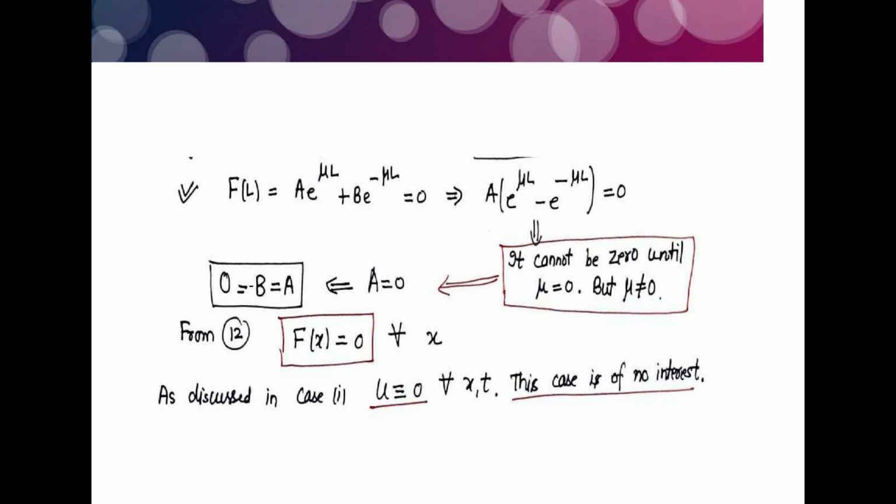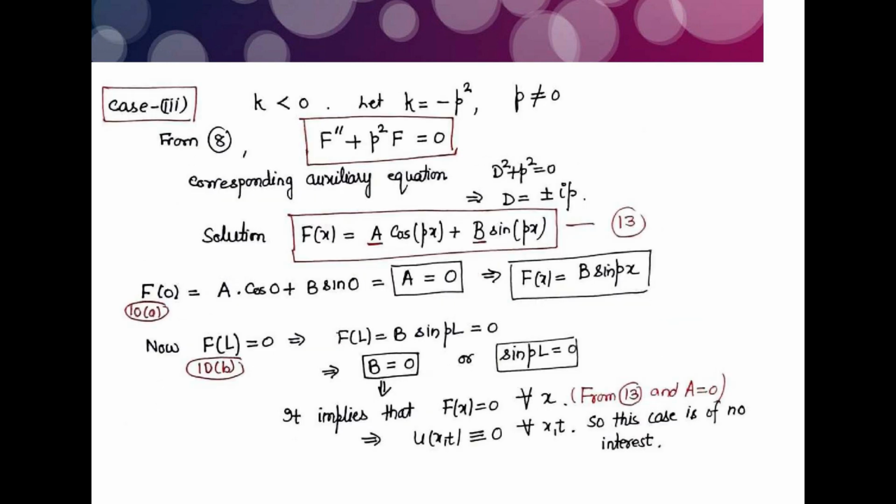And now, as discussed in case number 1, when k is 0, we have in this case also that the deflection u is identically 0 for all values of x and t. So this case is again of no interest. Here capital G, we are not solving that equation, because whatever function G is, capital F is always 0. So the product of capital F and capital G is 0 for all values of x and t.